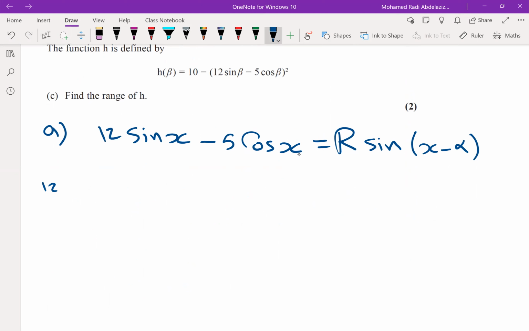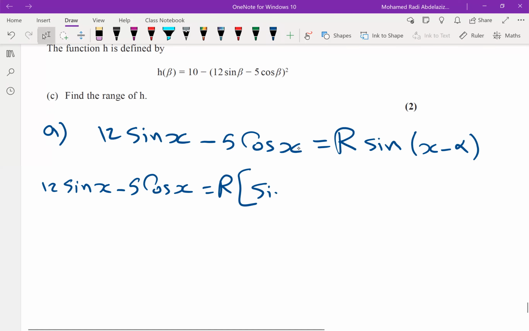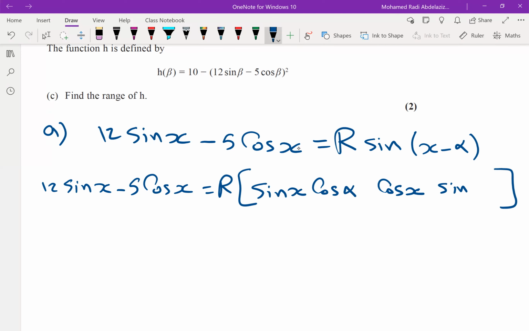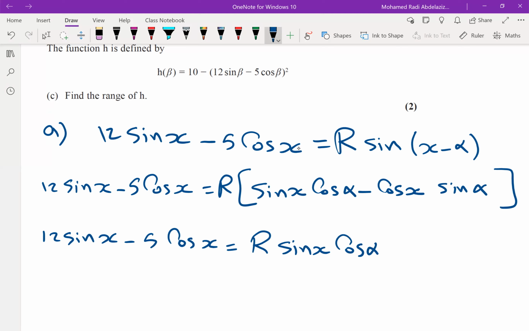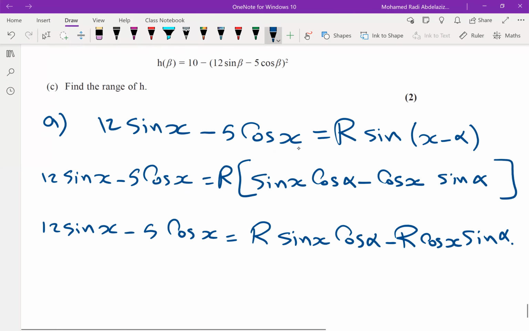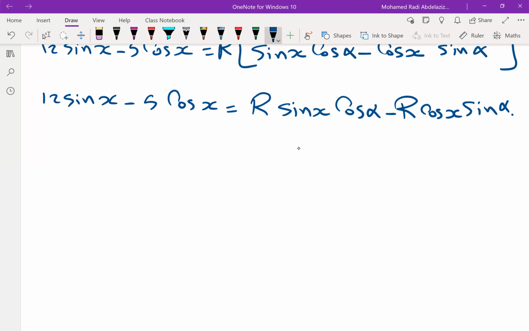On the left-hand side, 12 sine x minus 5 cosine x is equal to r times the expanded form of sine (x minus alpha). Expanding, 12 sine x minus 5 cosine x is equal to r sine x cosine alpha minus r cosine x sine alpha. By comparing left and right side, you will get two equations.